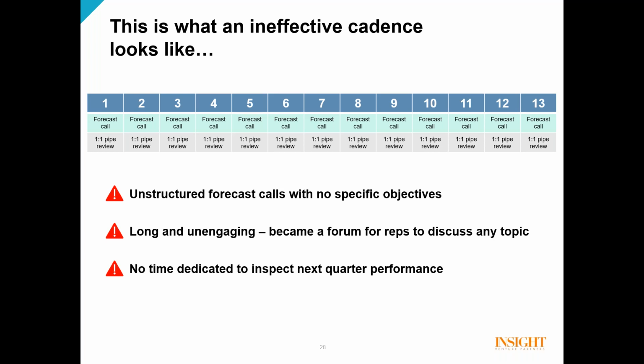So the numbers here are the number of weeks in a quarter, and the green and the gray represent the activities around forecast calls and inspection. If you notice, each week it's the same forecast call, and we see a one-on-one pipeline review. The issue with this is there's no specific objective around what is to be covered on that call. So what we often see is spending half the time or more than half the time talking about the top deals and trying to squeeze in time at the end of the forecast call to talk about other deals.